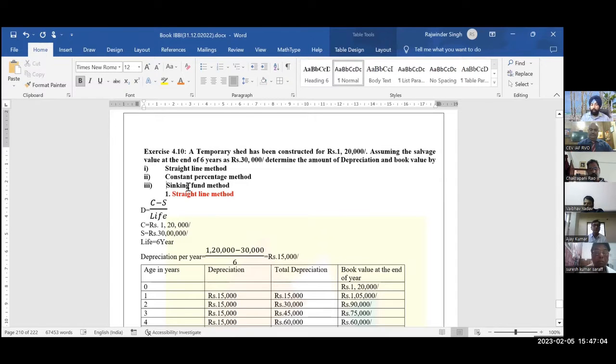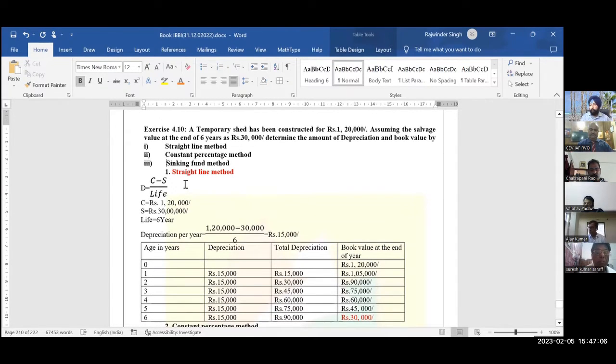So first we will consider straight line method. In straight line method, you know the formula is (C minus S) upon life. C, the original cost, is 1,20,000. Salvage value is given as 30,000, and life of the structure is 6 years. So depreciation per year will be 15,000 every year.